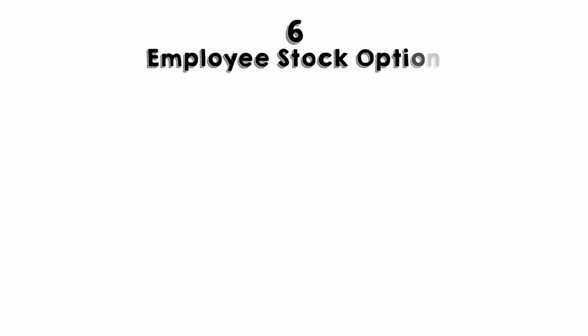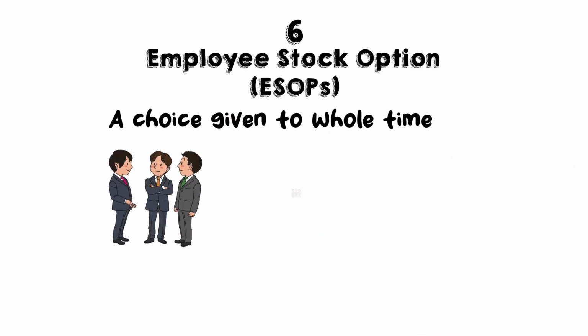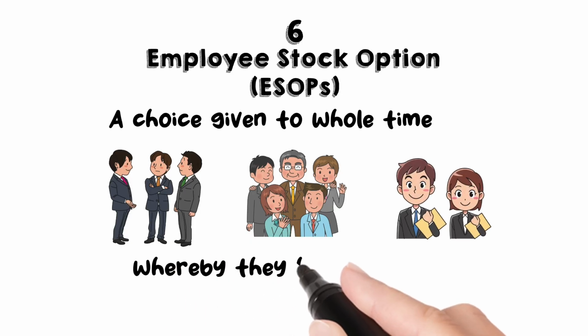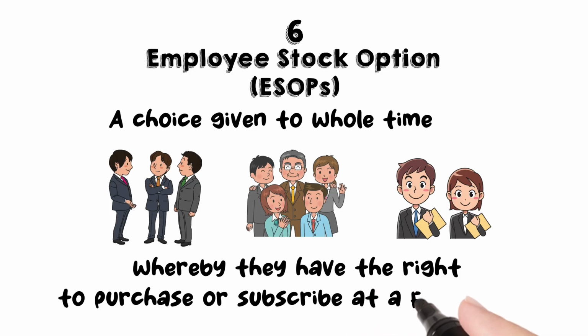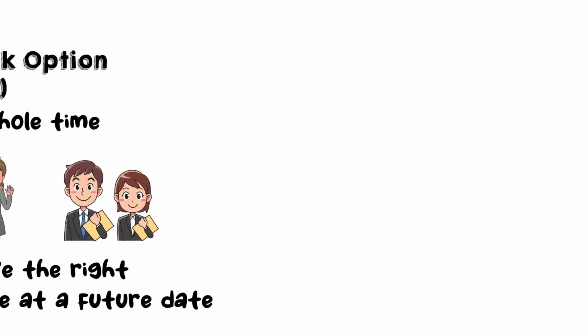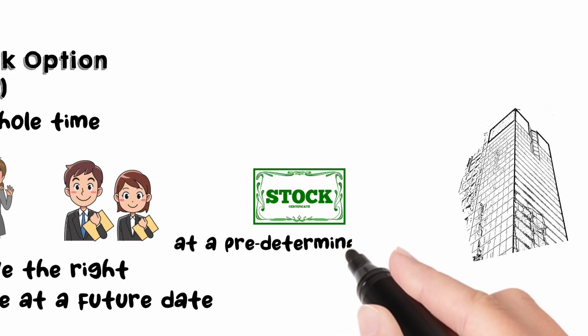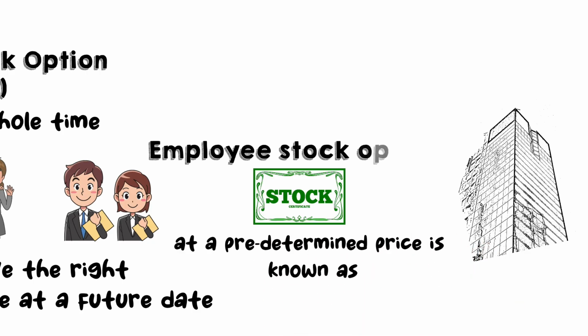Number 6. Employee stock option, ESOPs. A choice given to whole-time directors, officers, and employees, whereby they have the right to purchase or subscribe at a future date the securities offered by the company at a predetermined price is known as employee stock option.